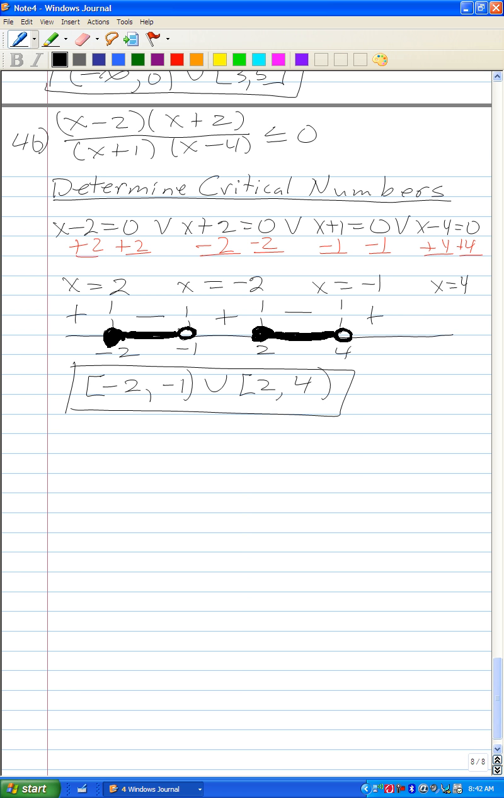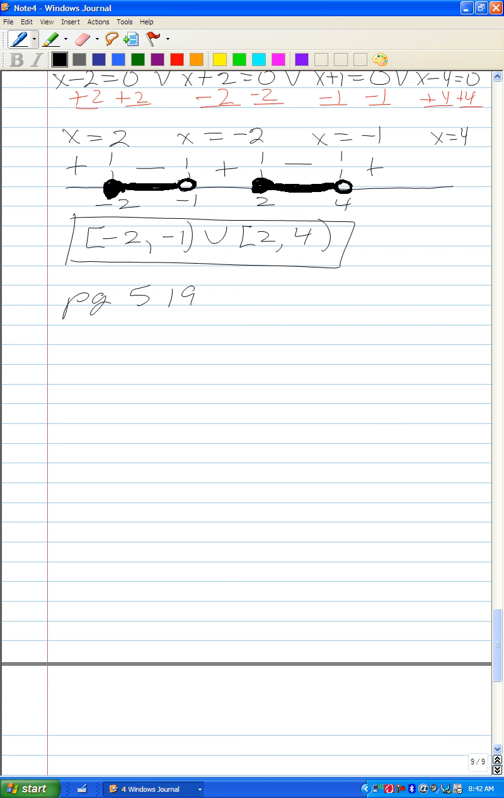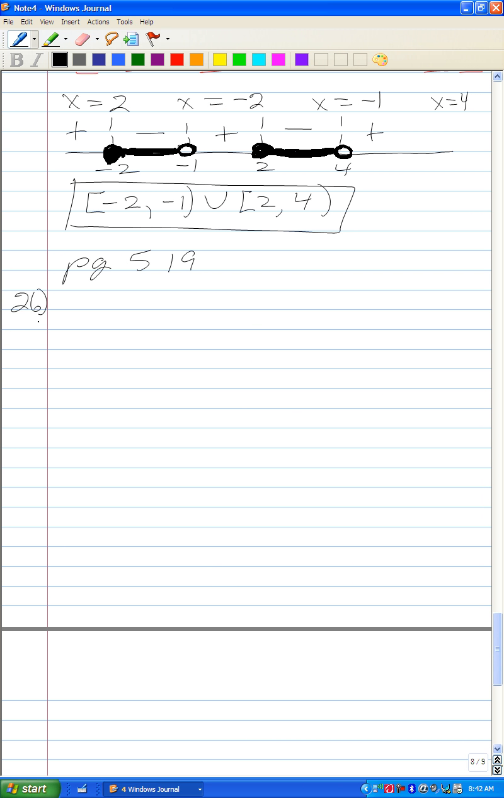So that finishes off section 8.4. Let's go to 8.5, page 519. Problem number 26. G of x equals 4(x minus 4) squared plus 2. Okay, so sketch the graph of each quadratic, label the vertex, and the axis of symmetry. Okay, so let's do that.